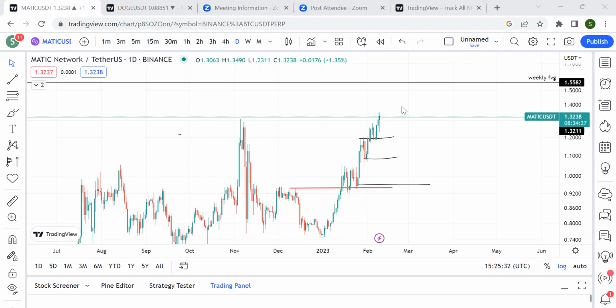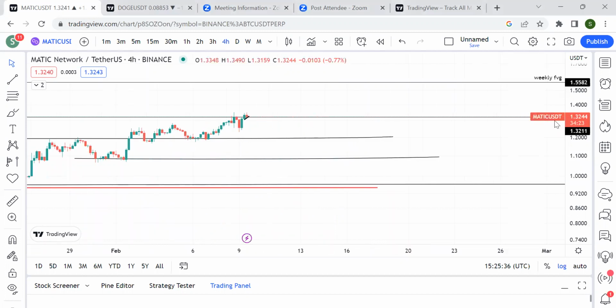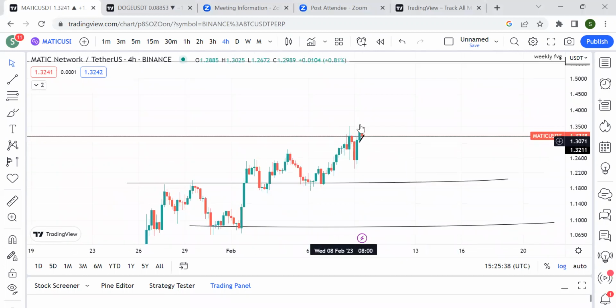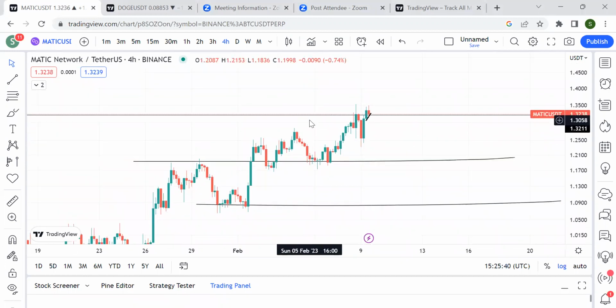H4 double top? No, I don't think so. This is a proper double top? A double top is not like this. It is higher high, higher low, again higher high, higher low, higher high. So this is the higher low region. Until it loses that level, wait for it. Don't short it. AMB.